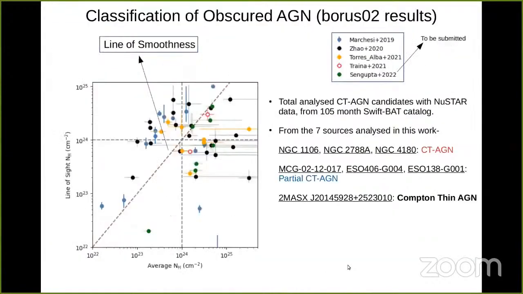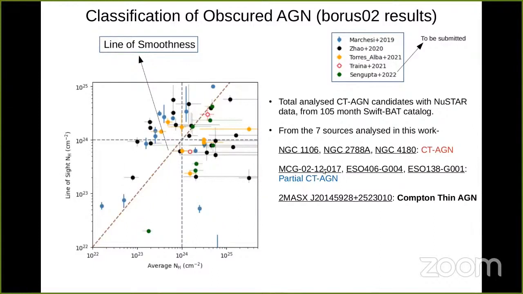So this is what we get after putting all the results from the Borus analysis in the parameter space of line of sight column density and average column density. The horizontal and vertical dashed lines mark the CTAGN threshold. This y equal to x line exposes the smoothness of the torus clouds. The points below the line further signify clumpiness. This block holds the CTAGN, whereas these two blocks cover the partial CTAGN sources, and this one exhibits Compton-thin AGN.